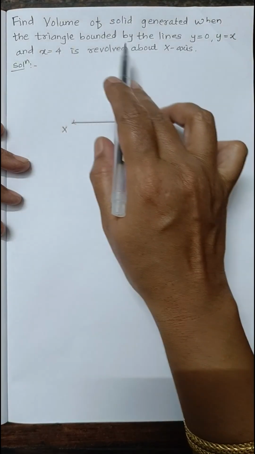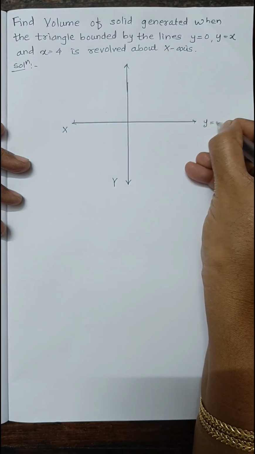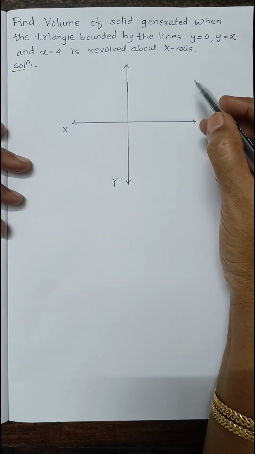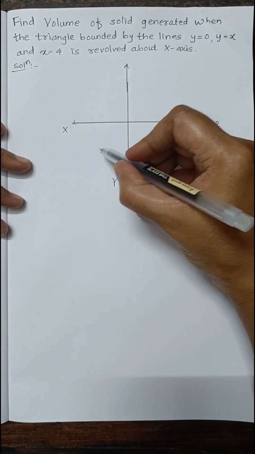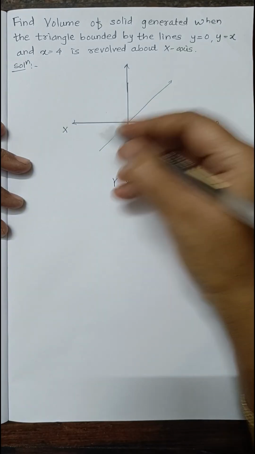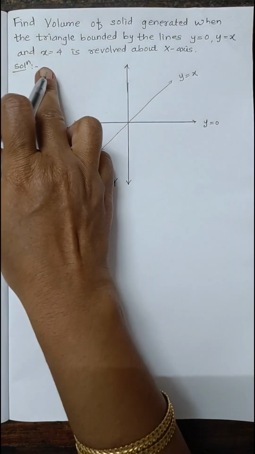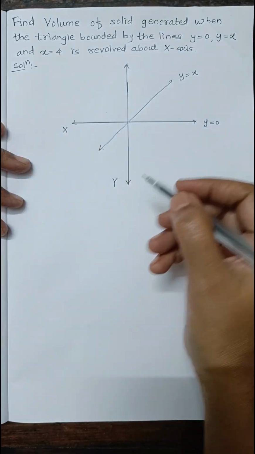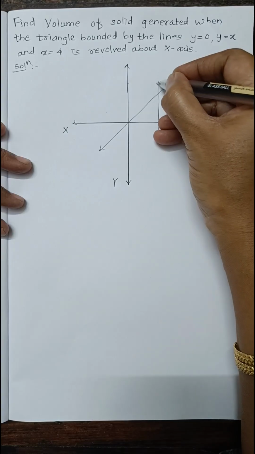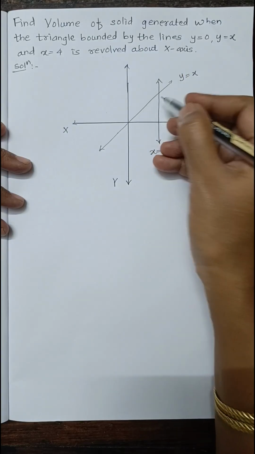Now the triangle is bounded by the lines y is equal to 0. Y is equal to 0 means the x axis, this line. Y is equal to x means a line passing through the origin. And x is equal to 4 means a line parallel to the y axis. This triangle is formed.